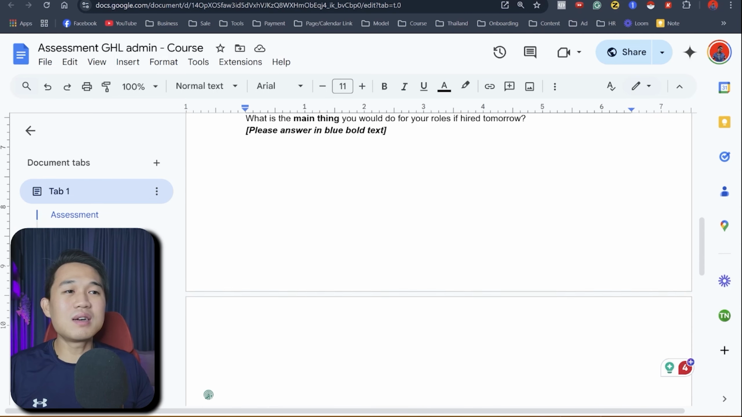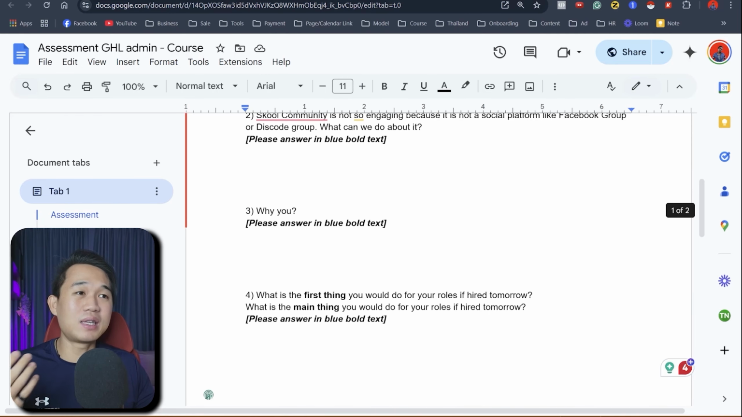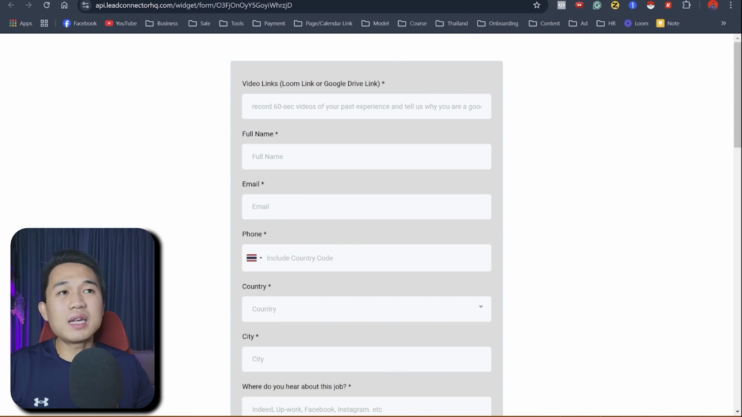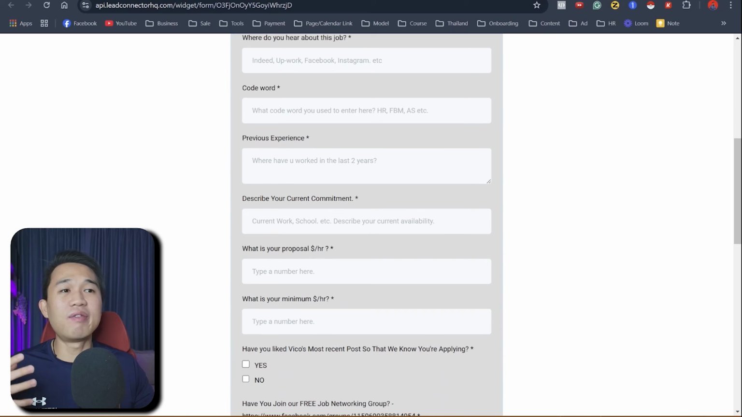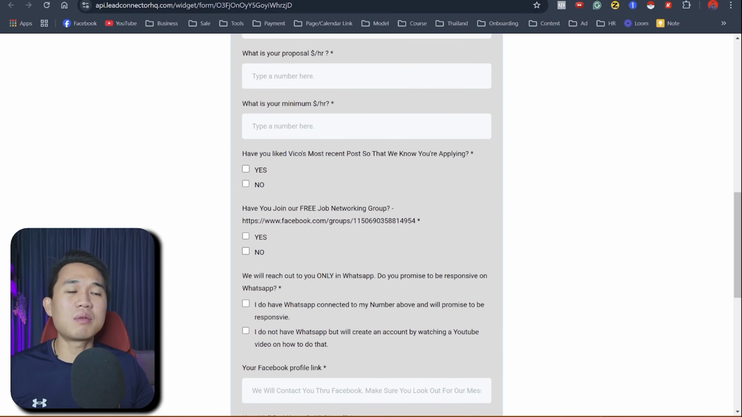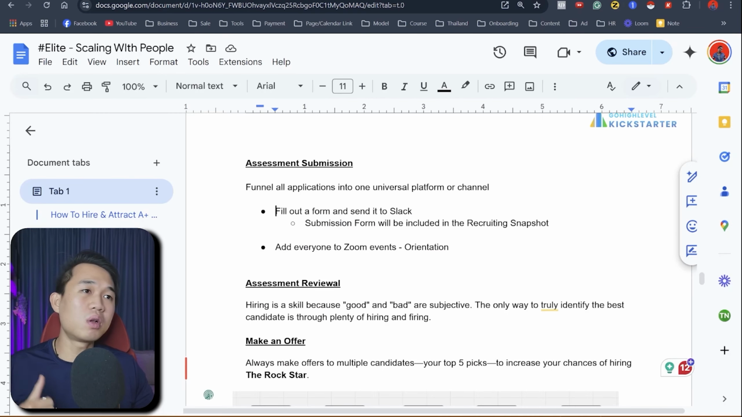As you can see here, this is our assessment. We have a form link right here at the bottom of the assessment. When they're answering all of these questions, they would click on this link, and this link will lead them to a GoHighLevel form. We have a very long questionnaire form, which is part of the snapshot anyway. So when you set up this recruiting snapshot, this form will be inside.